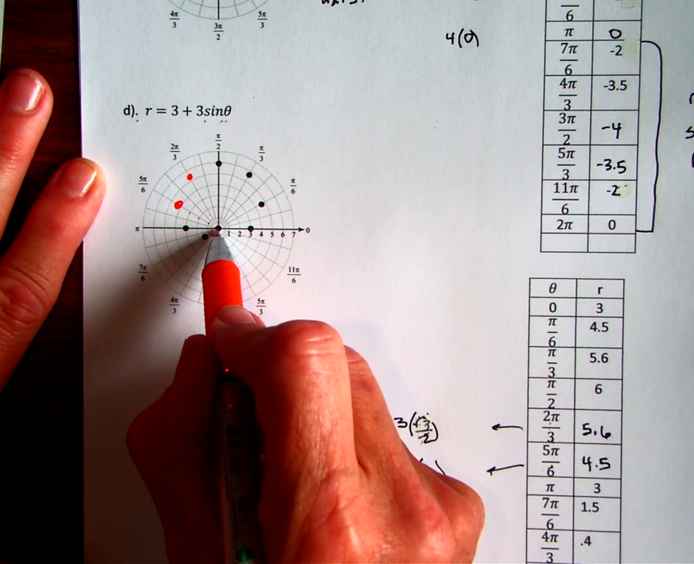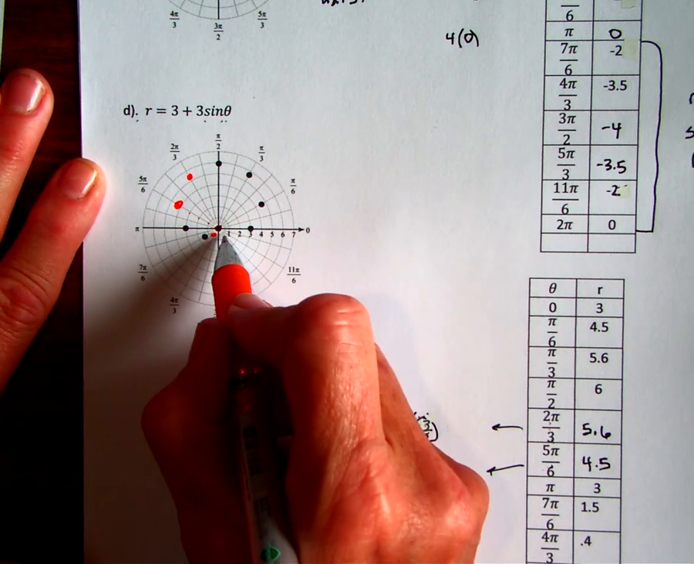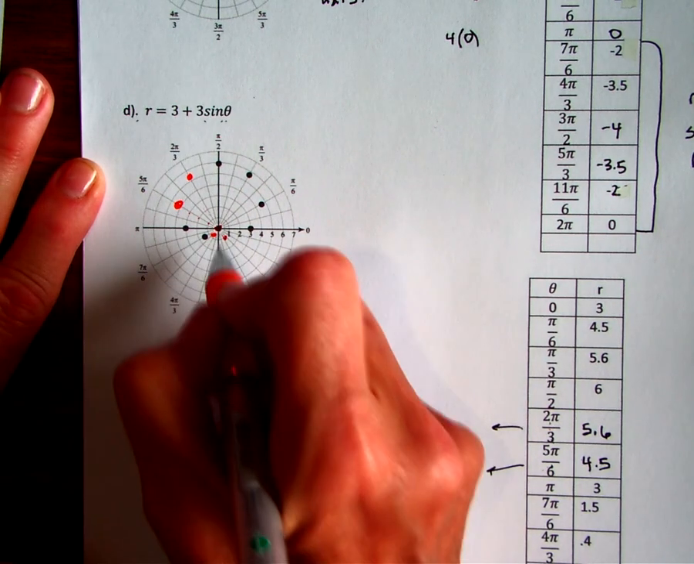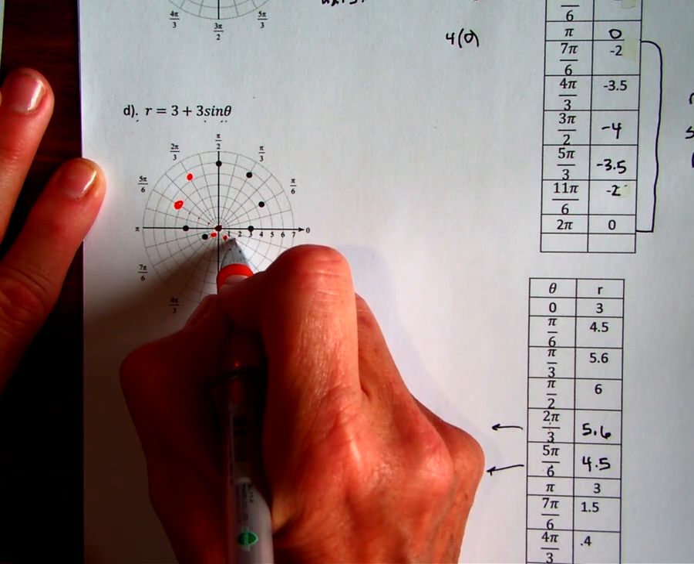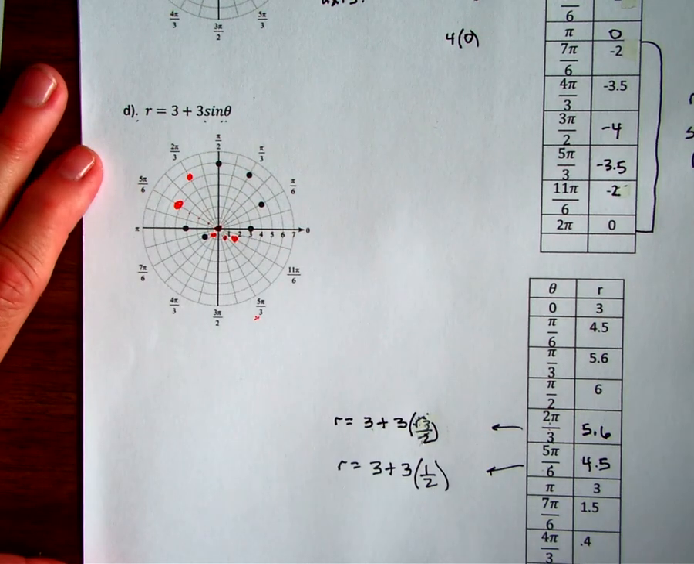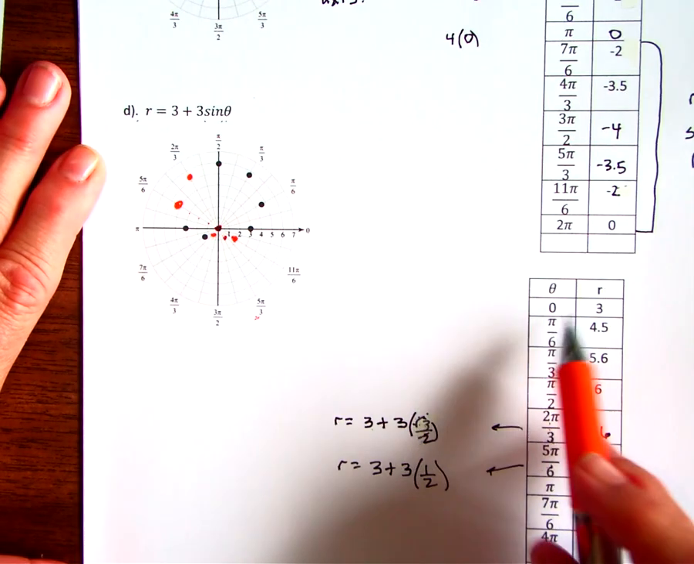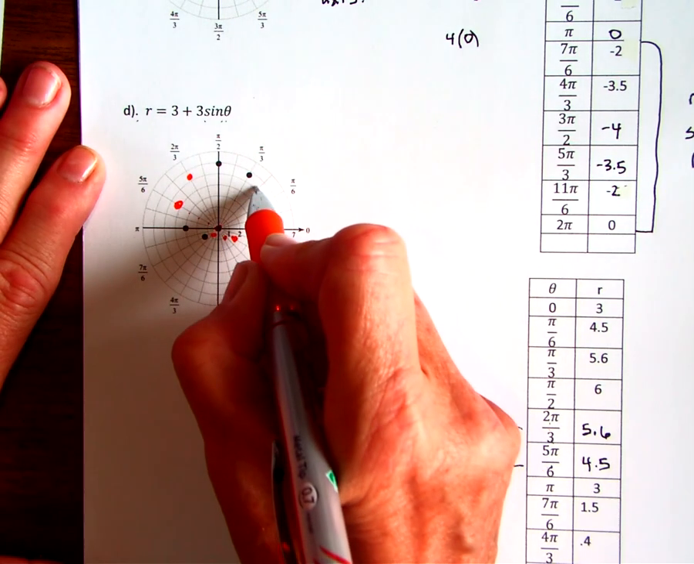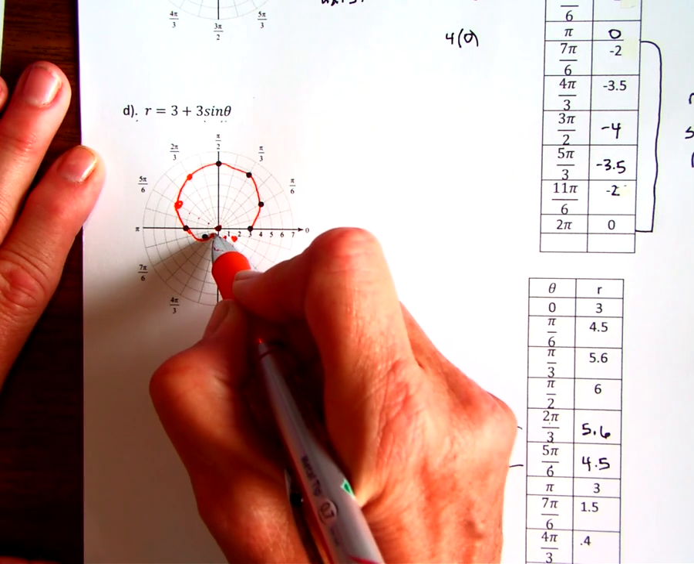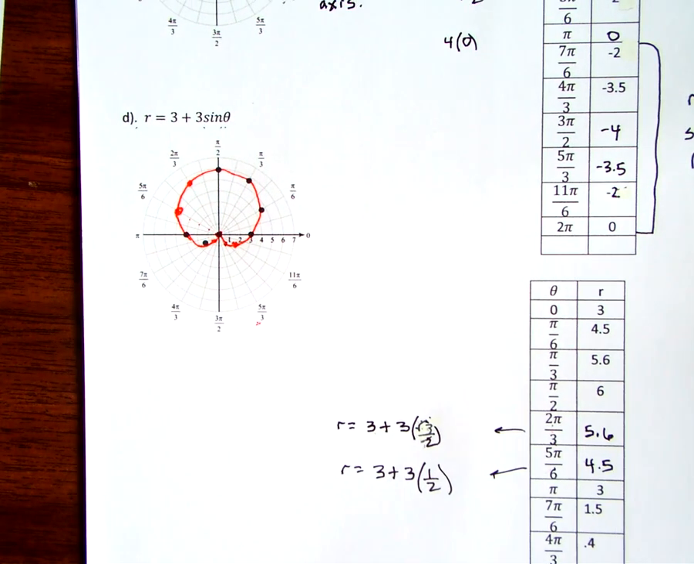At 3 pi over 2, we are at 0. At 5 pi over 3, we're barely going out. And at 11 pi over 6, we've got 1.5. Did I get on the right line? There we go. All right, so connecting those dots, where did I start at? 0, 3. Come around, come around. And if I did 2 pi, I'm back to 3.